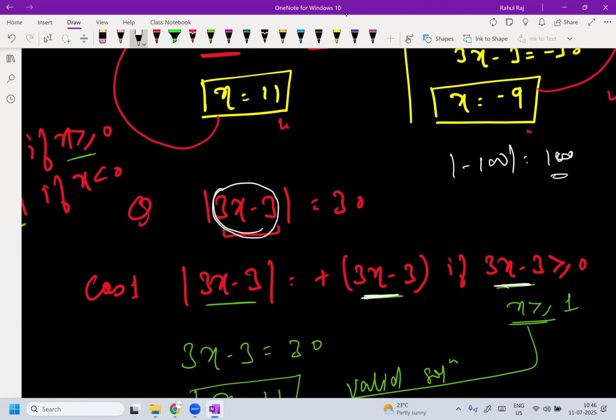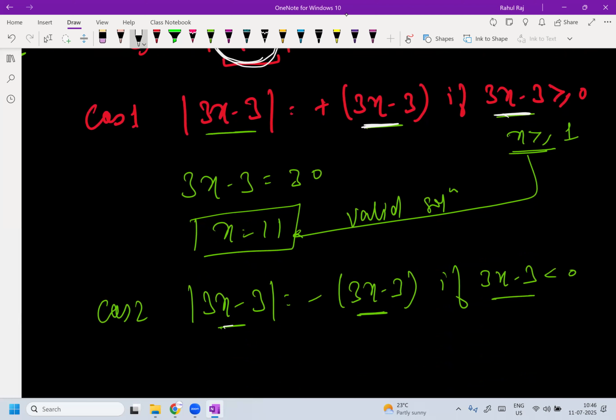The reason why we take two cases is because there's a variable involved. And once a variable is involved, you're not sure about the sign of the variable. You don't know what is the sign of 3x minus 3, whether 3x minus 3 is a positive number or a negative number. That's the only reason you take two cases, Shweta.